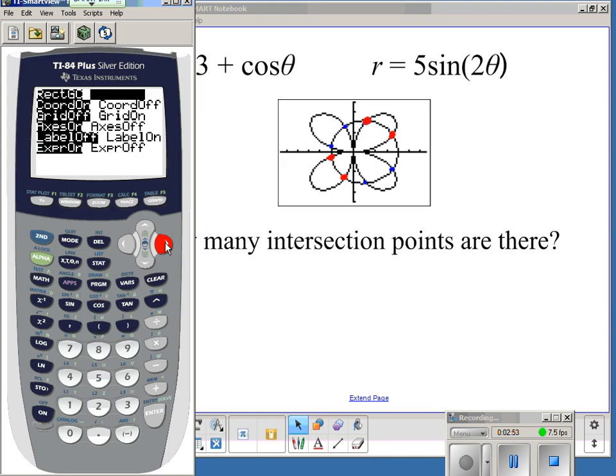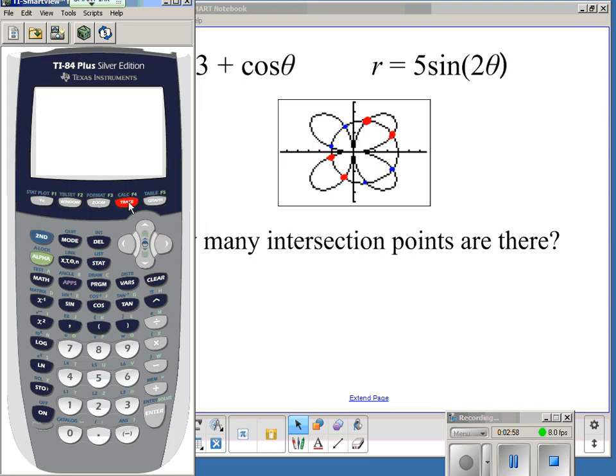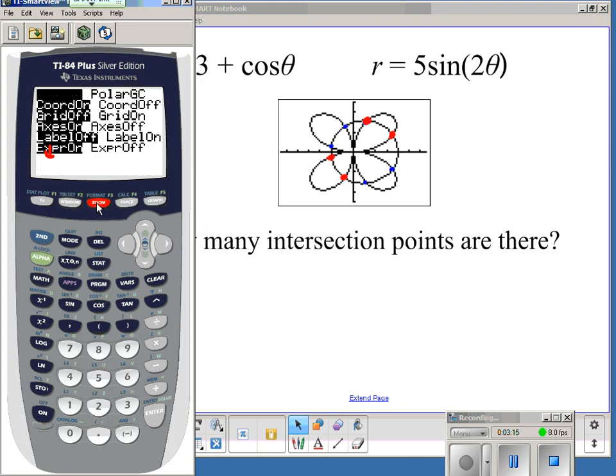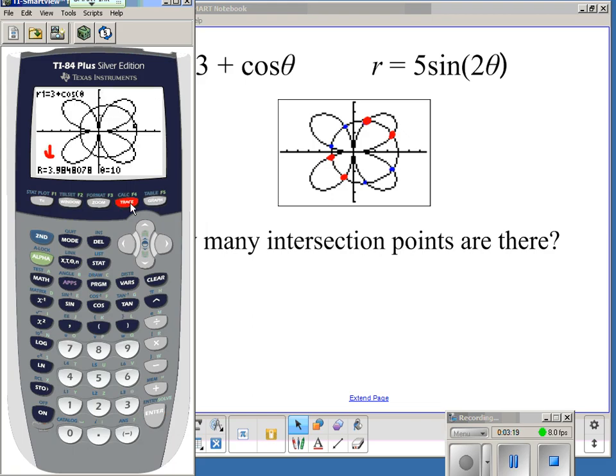As I trace, one other change I'm going to make: if you go to Format, you can look at rectangular versus polar graph coordinates. I'll show you what the difference is. If we go to Trace, and I trace, notice I have theta right up here, but it's x and y coordinates, which is not particularly helpful. Those are my rectangular coordinates. So if you go to Format and then go over to polar graph coordinates, now when I trace, you can see I have r and theta.